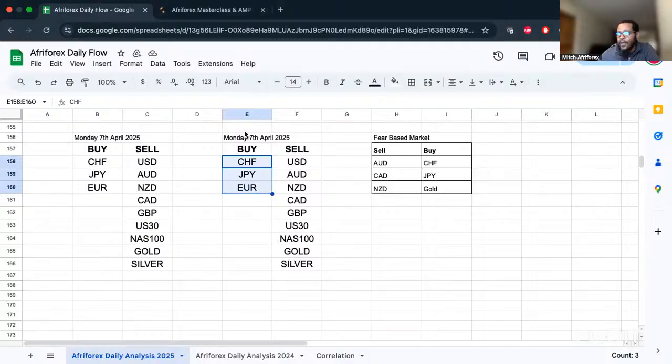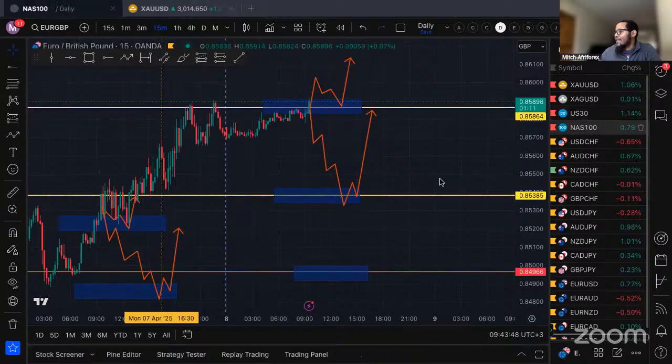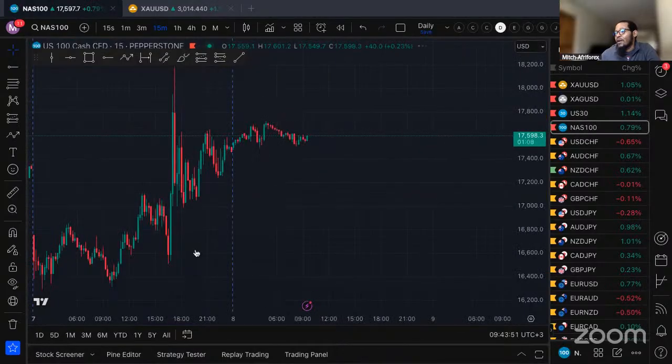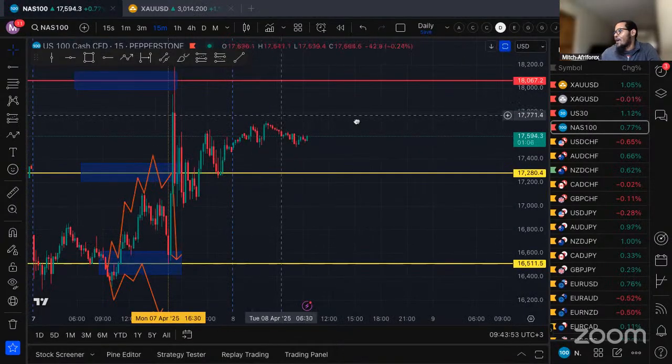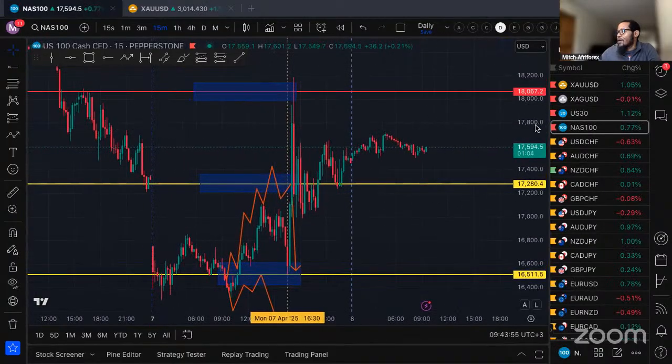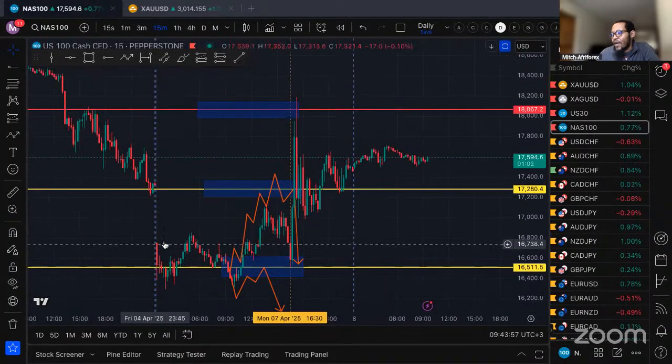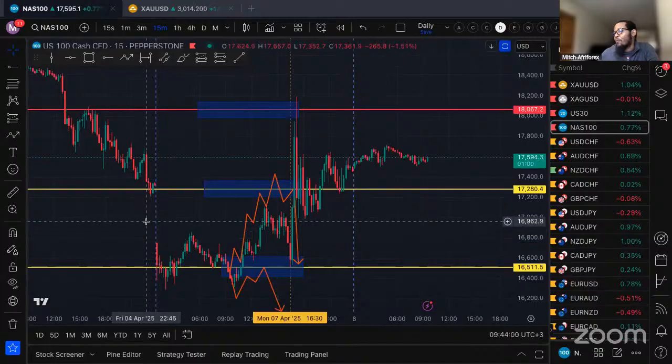Now, I did point out yesterday there was a rumor that was going around that Trump was actually going to postpone the tariffs, or maybe delay them for around 90 days. And there was some positivity in the market.